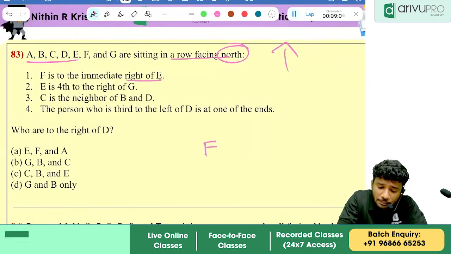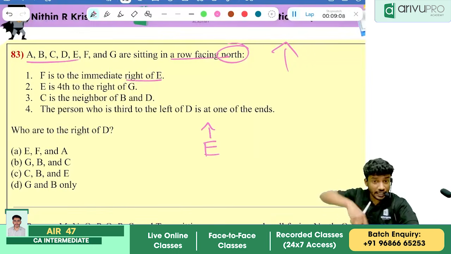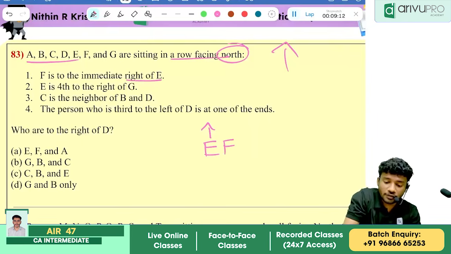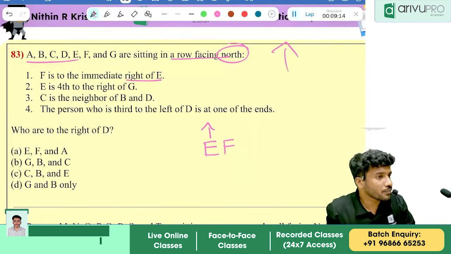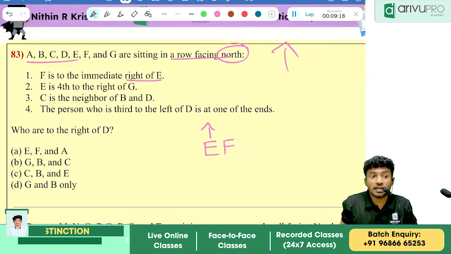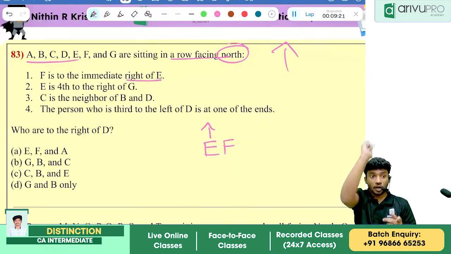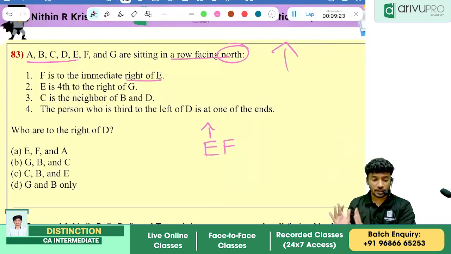F is to the immediate right of E means if E is looking towards north direction, immediate right means what? F will be over here. Is this correct? Is it EF or FE? EF, because they are looking towards which direction? North direction, and immediate right to the person is there.